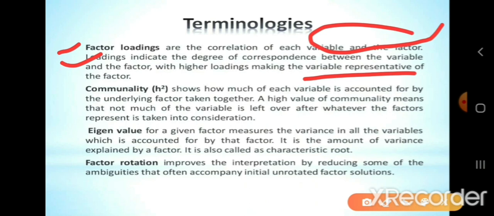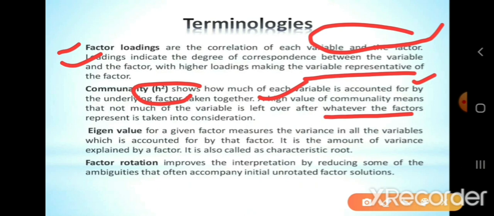Next is communality. It shows how much of each variable is accounted for by the underlying factors if we are taking them together. So a high value of communality means that not much of the variable is left over, and we have considered the maximum variance of the variables in the considered factors.